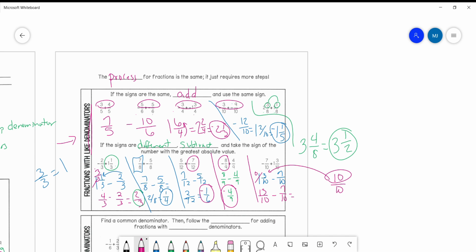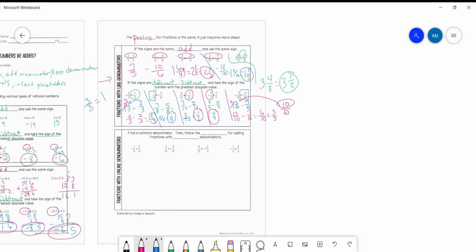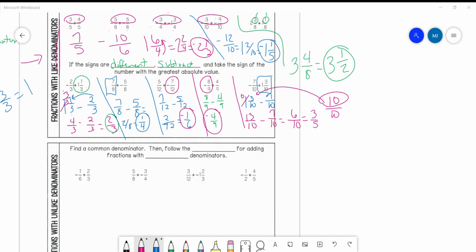No, 8. No, 6, I'm correct. So 6/10. Let's subtract correctly there. And we can simplify that, divide it by 2, and we get 3/5. Let's look at our absolute value to see what sign we need. This one has a greater absolute value and it's positive, so our answer needs to be positive. So positive 3/5. Positive 3/5 is our answer.